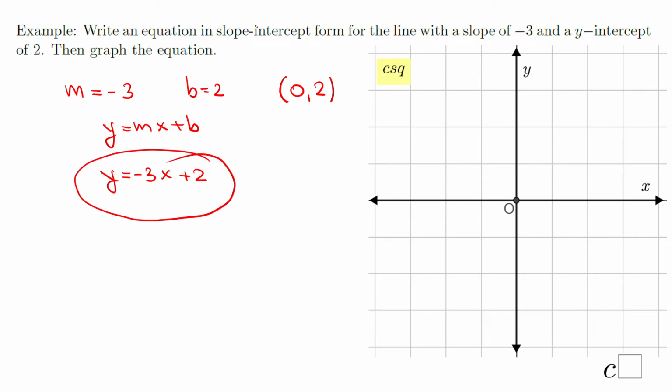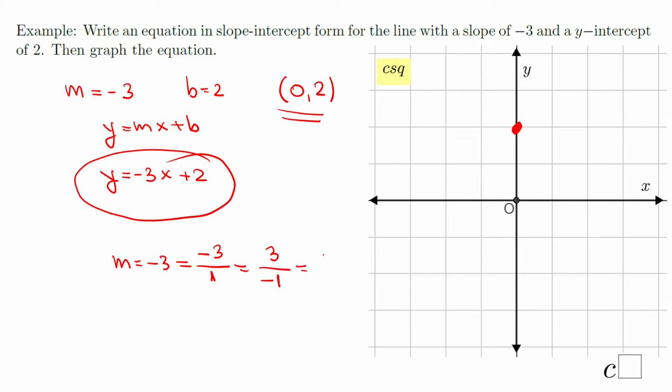Now let's graph this equation. I'm going to go first to this y-intercept 0 and 2, which is right here. And now I'm going to use this slope of -3. I suggest you rewrite this as a fraction, and you have two choices: -3 over 1, or 3 over -1.